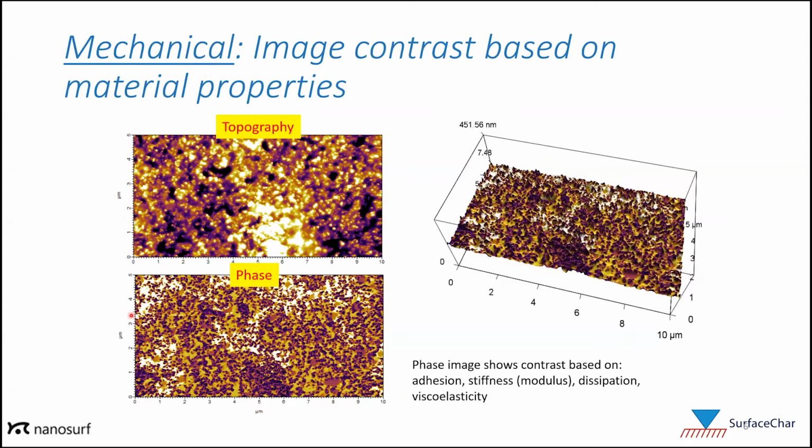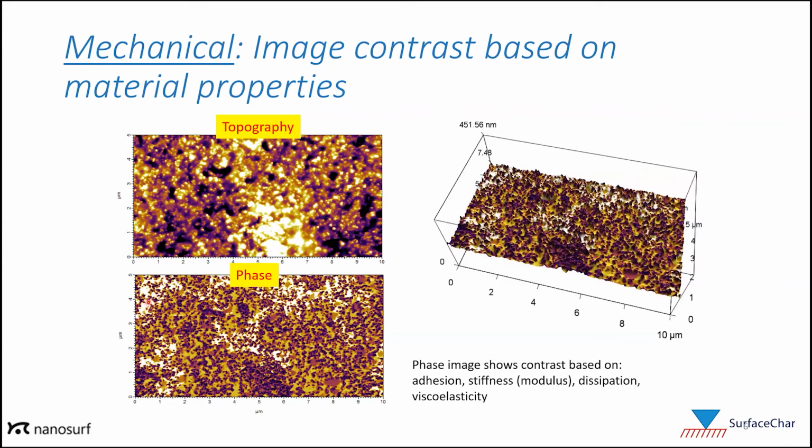So then we can go to the phase image. What the phase image is: when we drive the cantilever at resonance, it interacts with the surface, and then there's a phase lag in the response relative to the drive. That phase lag is going to be due to a convolution of material properties, including properties such as stiffness, adhesion, viscoelasticity, and dissipation. But the convolution of all those properties into one gives you contrast based on your material.